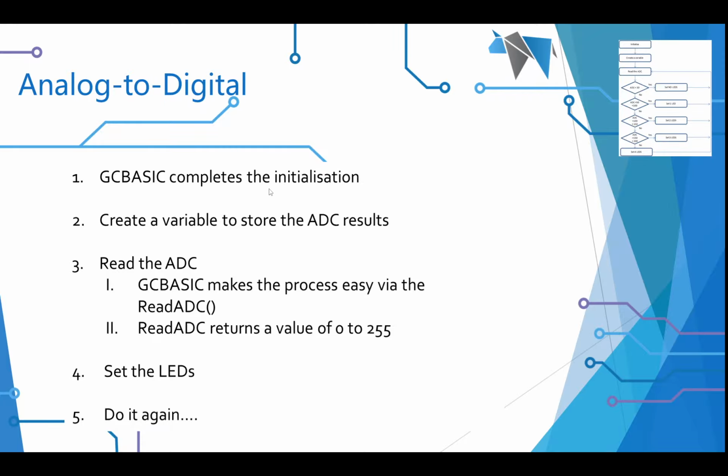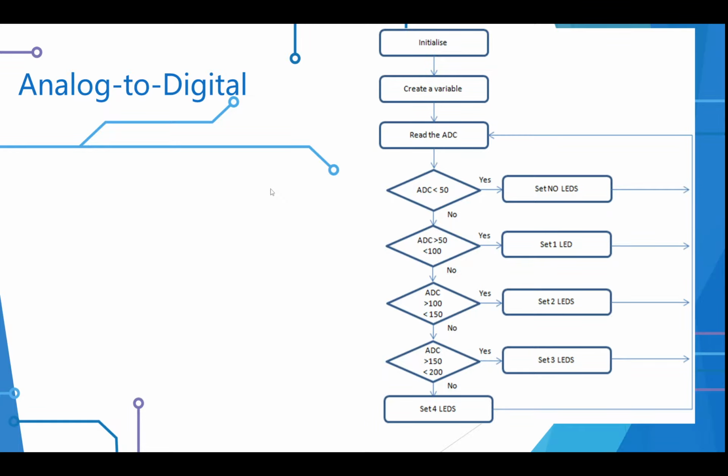So here's the high level view. Initialize, create a variable. We're going to read an ADC. And then if the value is less than 50, set no LEDs. Between 50 and 100, set 1. Between 100 and 150, set 2. Between 150 and 200, set 3. And above that, set 4. So we're going to introduce quite a bit of new logic as well.